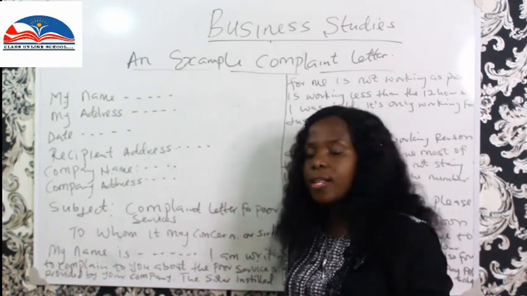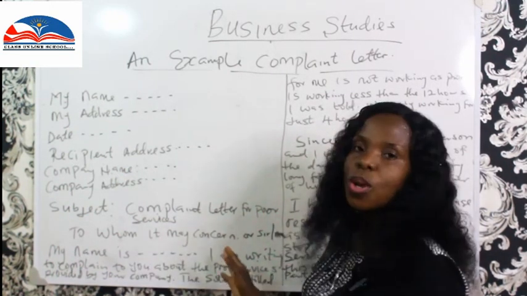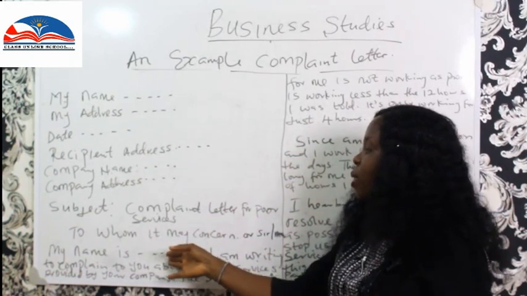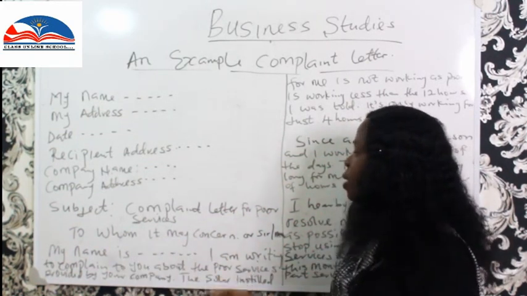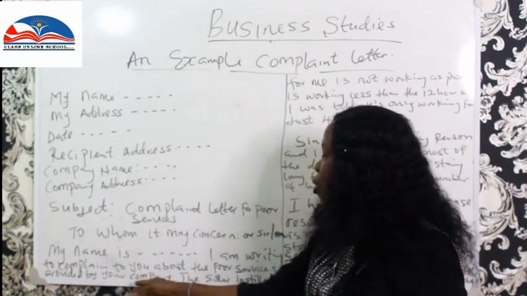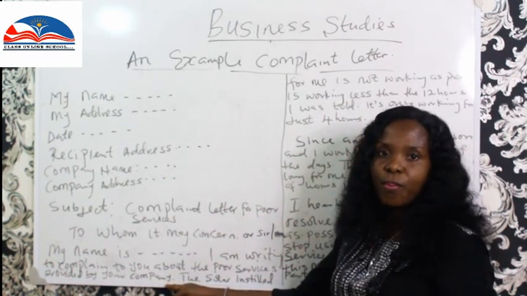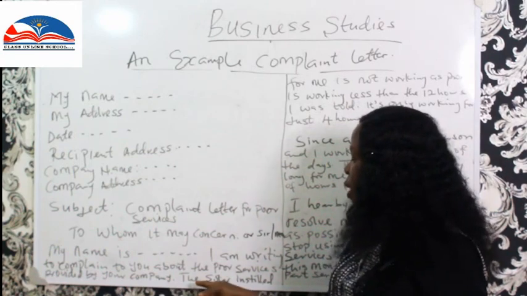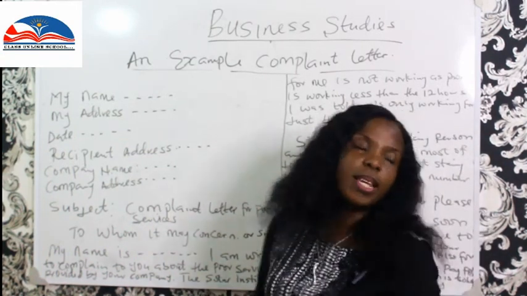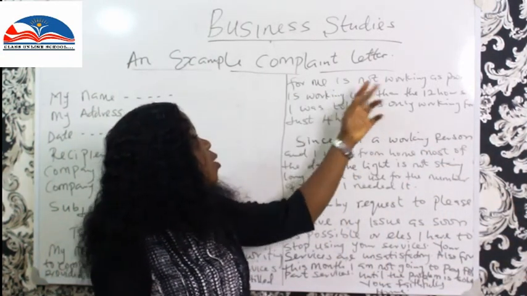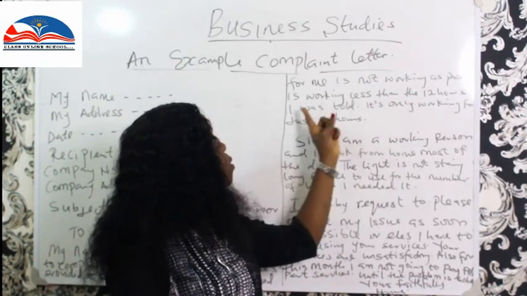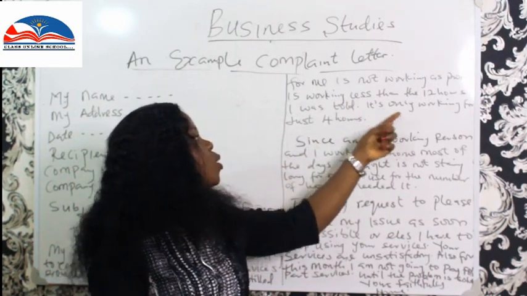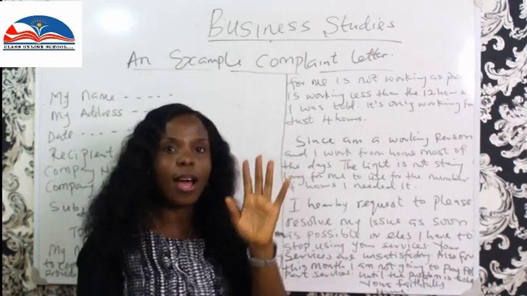The introductory part is, my name is so and so. You can put in your name here. I'm writing to complain to you about the poor services provided by your company. Now you are telling them why you are writing. The solar installed for me is not working as promised. It's working less than the 24 hours I was told. It's only working for just 4 hours.